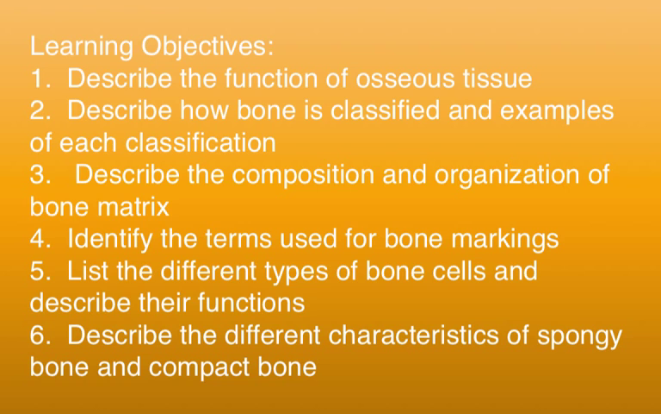3. Describe the composition and organization of bone matrix. 4. Identify the terms used for bone markings. 5. List the different types of bone cells and describe their functions. And 6. Describe the different characteristics of spongy and compact bone.